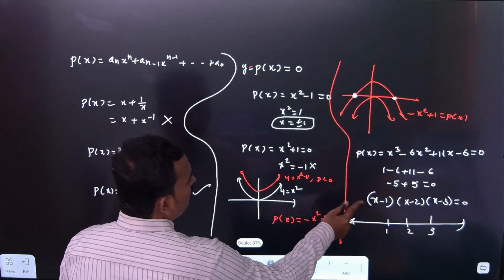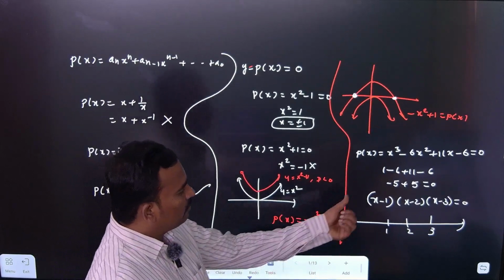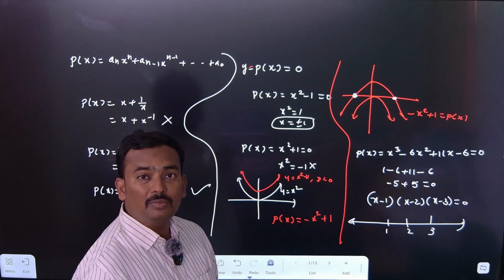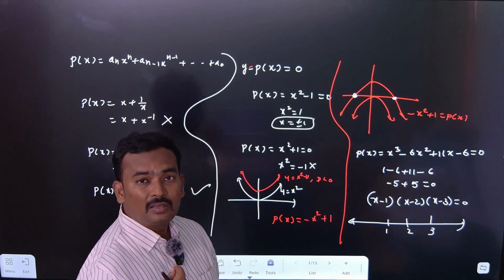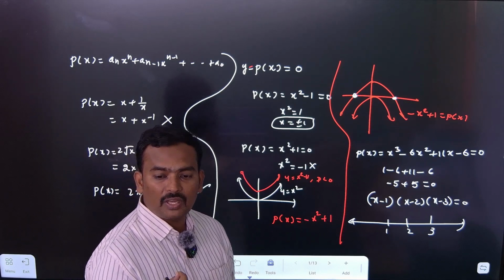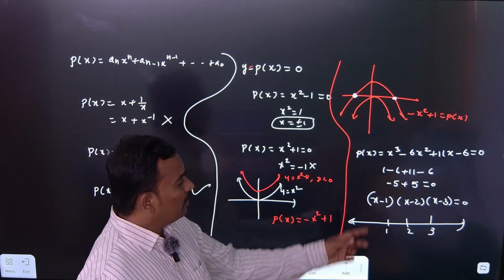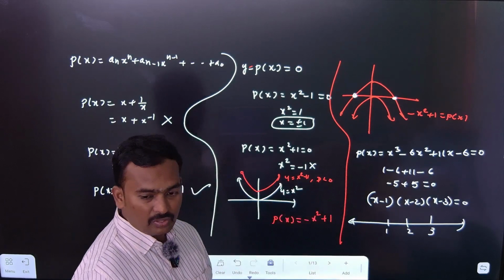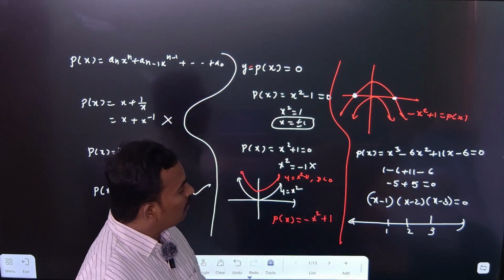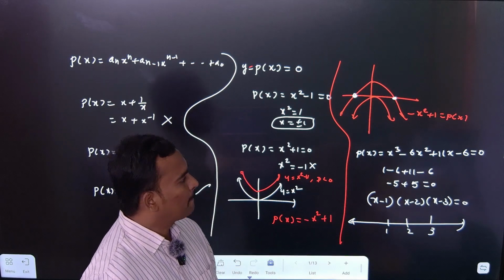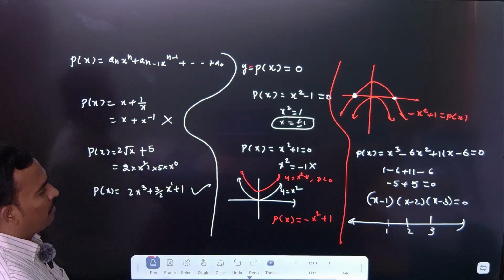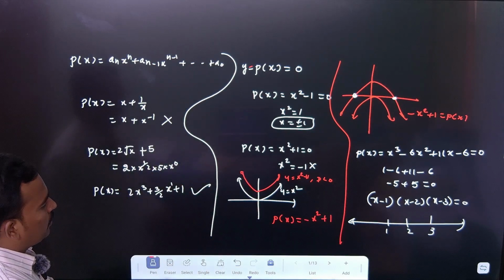This cubic polynomial has 3 roots possible. You know the fundamental theorem of algebra says if you have an n degree polynomial, we can find at most n roots. Here 3 zeros or 3 roots are possible, 1, 2, 3, all are distinct. Clear? Okay.